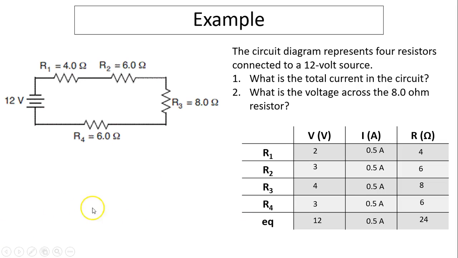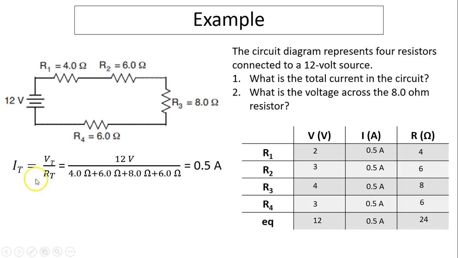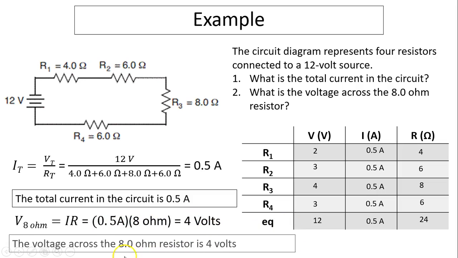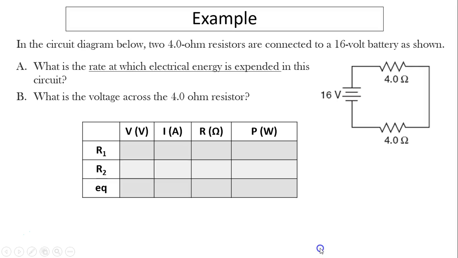To answer the question, you can't just make a chart and say the total current is 0.5 amps. You have to show using equations how you got 0.5 amps. So I total equals V total divided by R total, and you need to show how you got R total. So the total current is 0.5 amps. What is the V? V equals I times R, 0.5 times 8 ohms, which gives you 4 volts. So the voltage across the 8 ohm resistor is 4 volts.